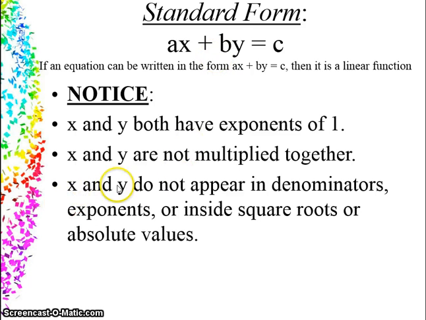And also, x and y do not appear in the denominator, they're both in the numerator. There can be fractions in front, but the x and y themselves have to be in the numerator. We also, again, see no exponents, and we see no square roots or absolute value symbols because we know that square roots would create that hook shape, and the absolute value would create that V shape.